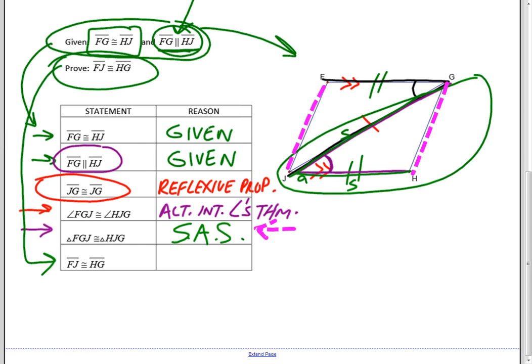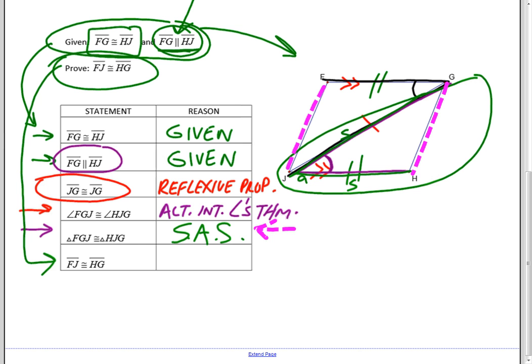What did I prove on this line? I proved that what two things were congruent? To what? Two triangles. If the entire triangle is the same, does it make sense that the pieces of the triangle have to be the same? Yeah.